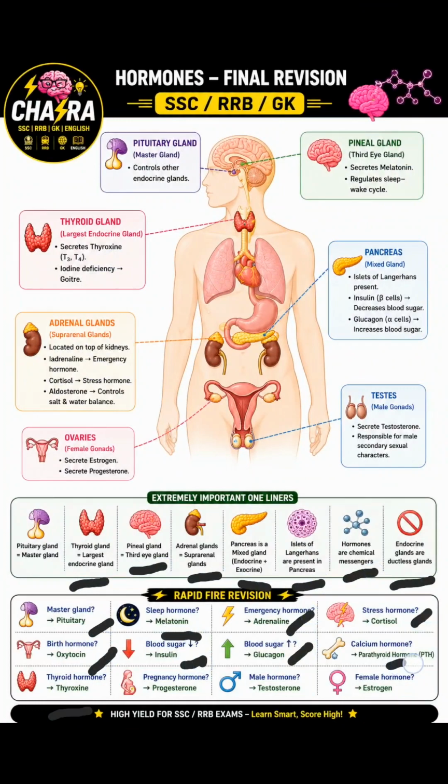Calcium hormone, parathyroid hormone. See, I didn't explain this. This is about the parathyroid gland, which secretes parathormone, or calcium regulating hormone. If I say parathyroid, you have to remember the word calcium. It's a calcium regulating hormone because it increases blood calcium level. This parathyroid hormone is secreted by the parathyroid gland. It regulates calcium in the body.